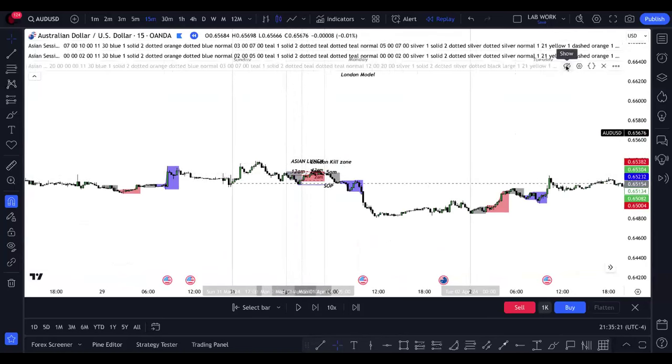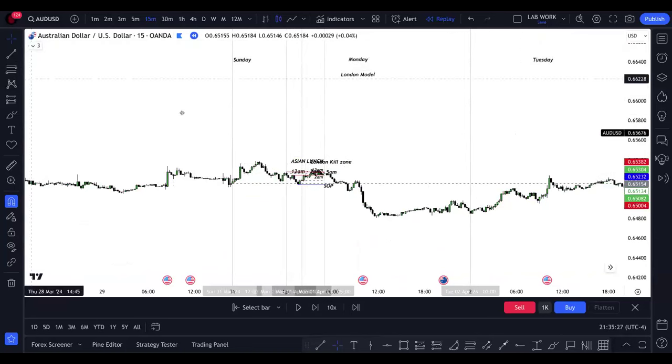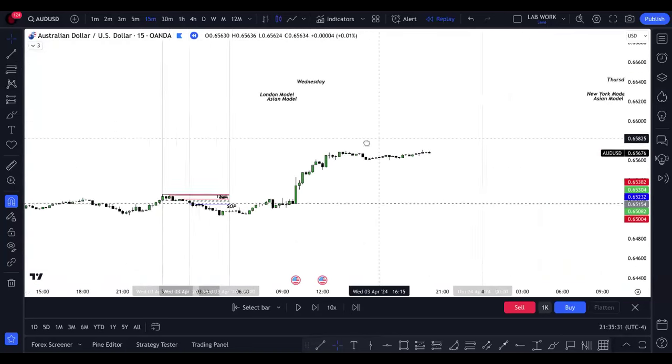This is what it looks like. Everything on the chart. New York and Asian. Every single kill zone, except for London close. I don't trade London close. I do not trade London close. That's the only kill zone you don't hear me talk about.